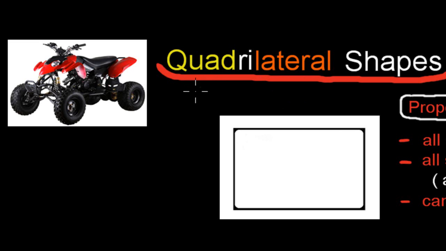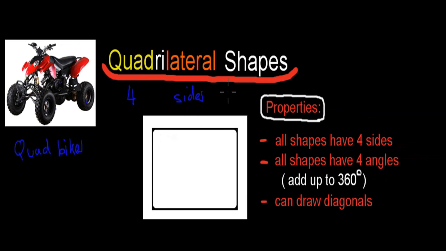In this case, quad means 4. Whenever you think of quad, you can also think of quad bikes. Quad bikes are bikes that have 4 wheels, so 1, 2, 3, 4. So quad just means 4, and lateral means sides. So again, these are shapes that have 4 sides. Triangles have 3 sides, but quadrilateral shapes have 4 sides.